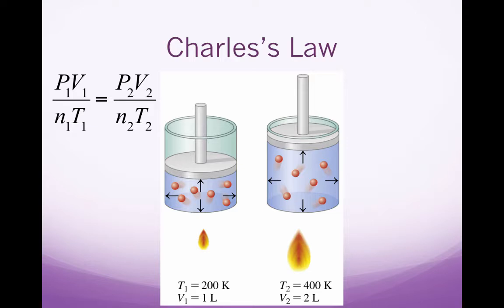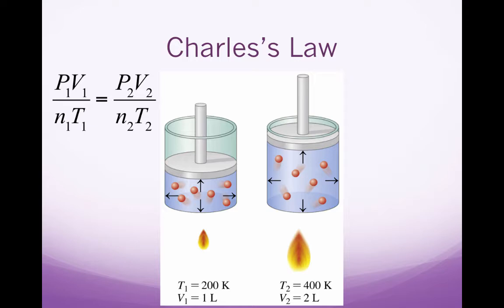Okay, now let's talk about Charles's law. Charles's law deals with temperature and volume when my pressure and number of moles stay constant. So in this scenario, I have something with a movable piston again, and I'm going to change the temperature while keeping my number of moles and pressure constant. In my first scenario, my volume is 1 liter and I have a temperature of 200 Kelvin. If I increase the temperature to 400 Kelvin, that's going to increase my volume to 2 liters.